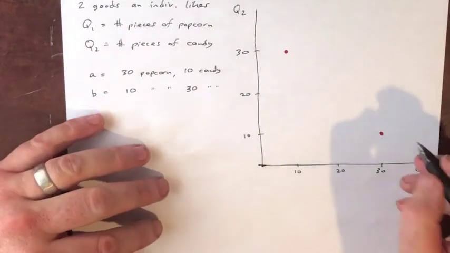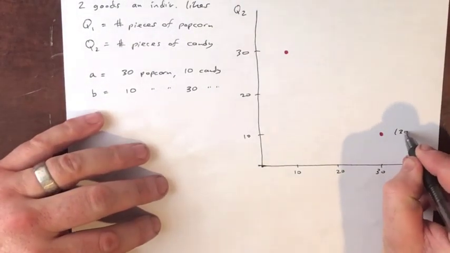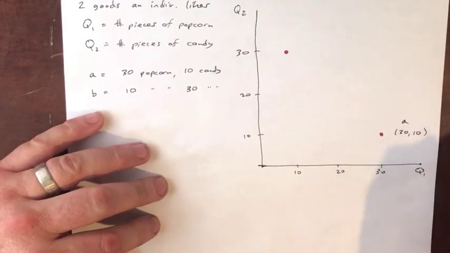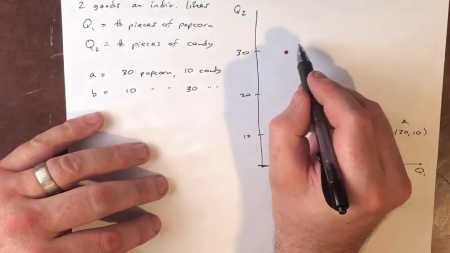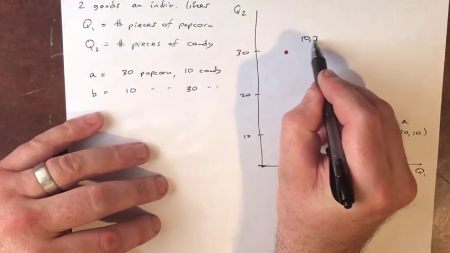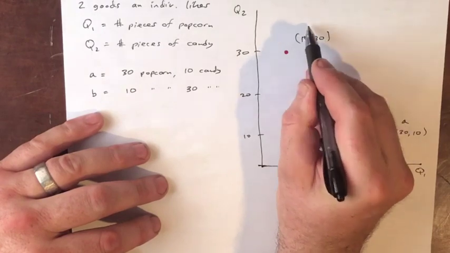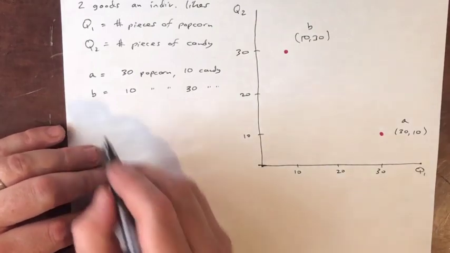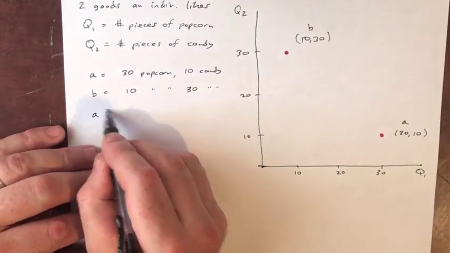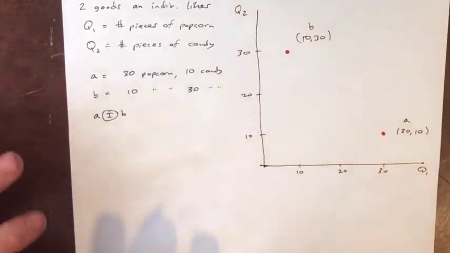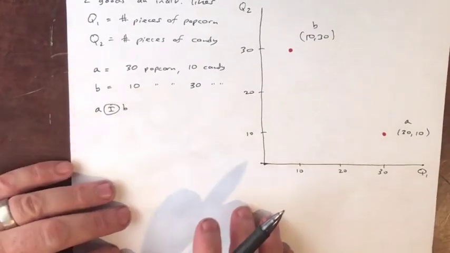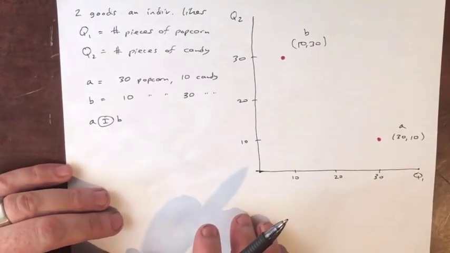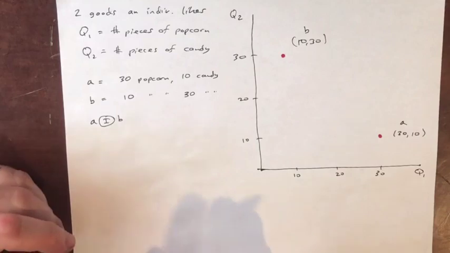And right, 30 comma 10 at A, and 10 comma 30 for point B, okay? So if this is the case, if the individual sees these two points as equivalent, they're fine with having either one, right? Well, that tells us something important.